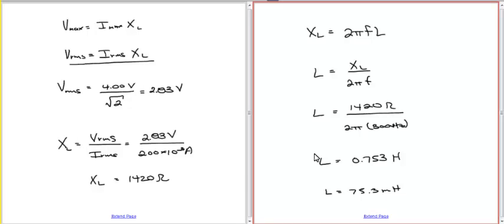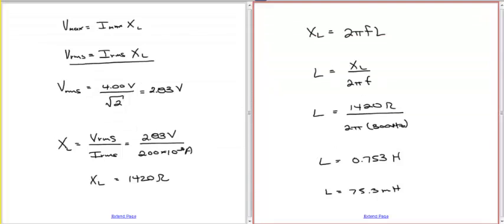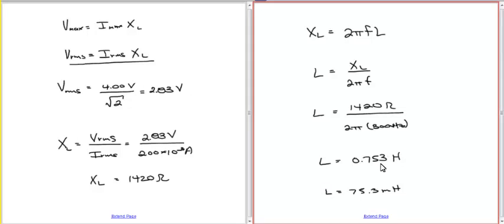So let me just check the answer. This is problem number 15. Sorry, I keep pushing the wrong button. So they say it's 0.750 henries. Okay, so I'm not sure where they got the 0 from, but I got 0.753, but close enough for government work.